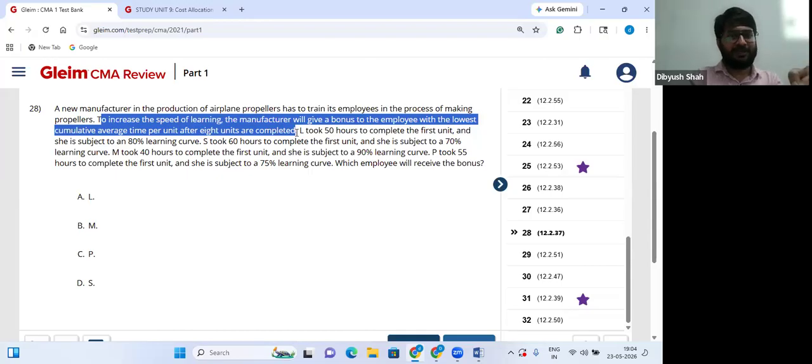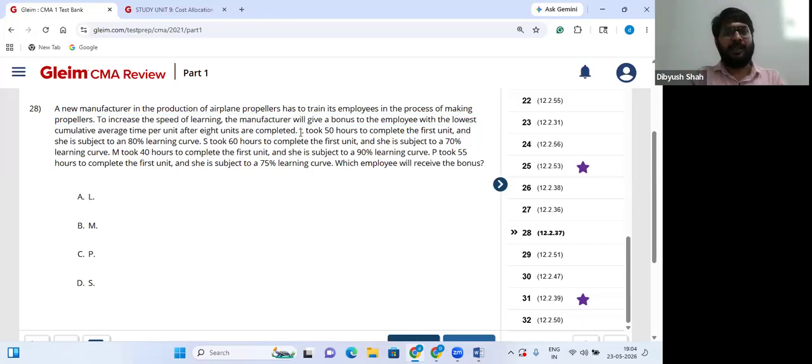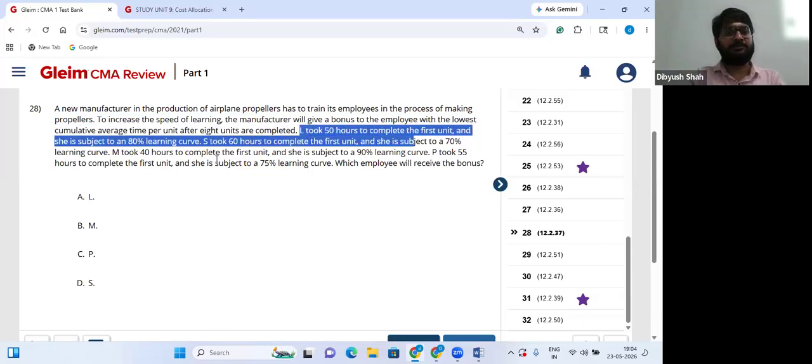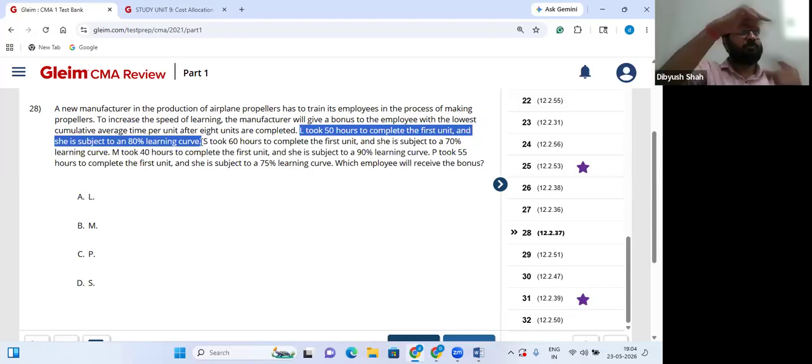There are 3 or 4 employees. He is saying that whoever does the work quickly, 8 units, I will give that person a bonus. Now each person has different data. L took 50 hours to complete the first unit and she is subject to an 80% learning curve. So for L you will have to complete 8 units for an 80% learning curve. Then you will get the average time for L.